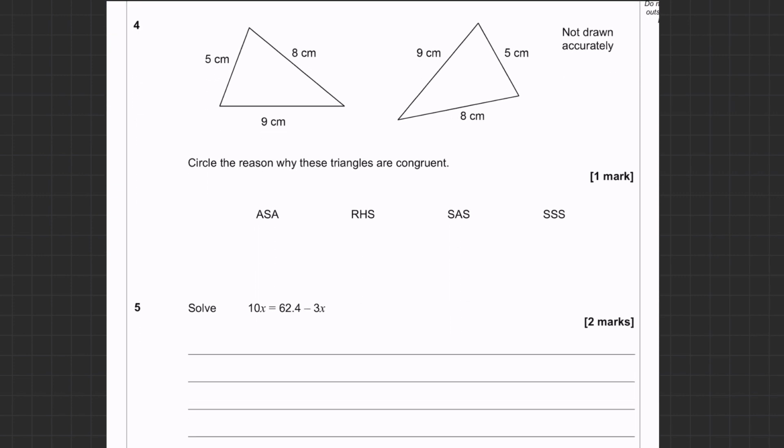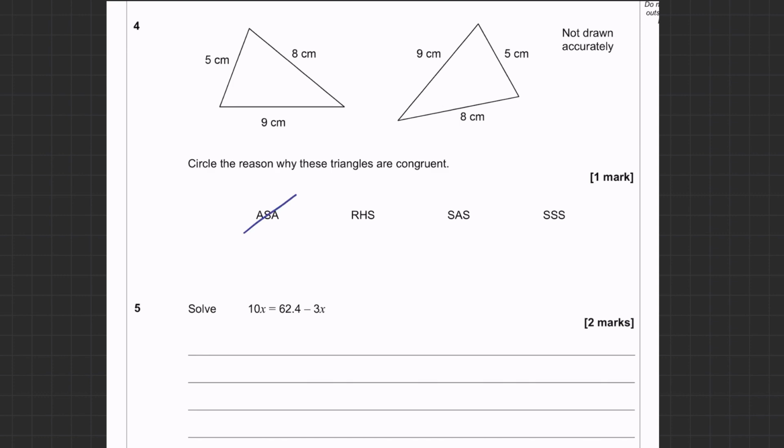Question 4. Circle the reason why these triangles are congruent. Well, the information we've been given is just sides, so it can't involve angles for the reasoning. So it can't be ASA because that's angle side angle. It can't be side angle side, so it can't be this one either. We don't know if it's got a right angle in it, so it can't be right angle hypotenuse side either. So it must be side side side. We can confirm this because these 3 have a side each, these 3 have a side each. So this is the only way we can check whether they're congruent or not.